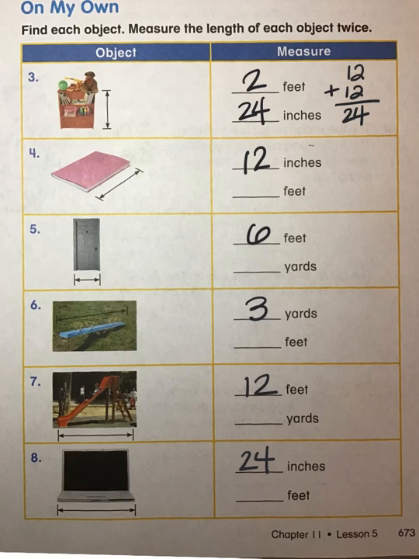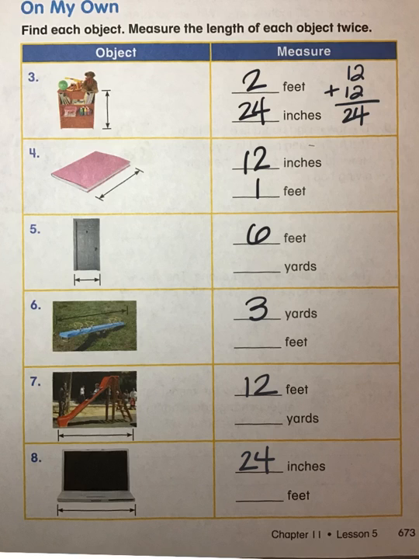All right, let's look at the book, number 4. Number 4, I said the book was 12 inches. Okay, so do you remember how many inches are in 1 foot? I just said it. It's 12. So if the book is 12 inches tall, that means it's 1 foot tall.